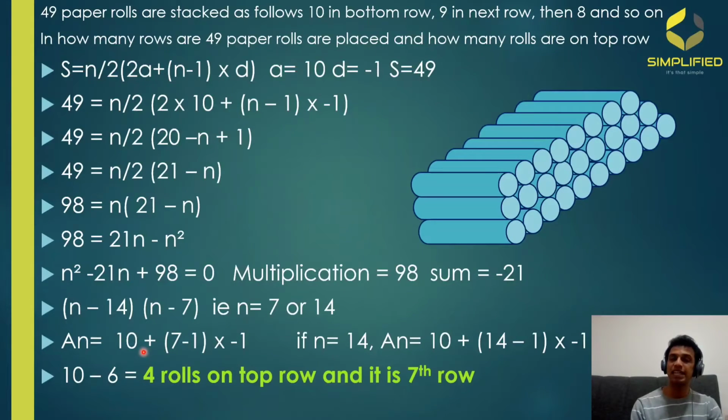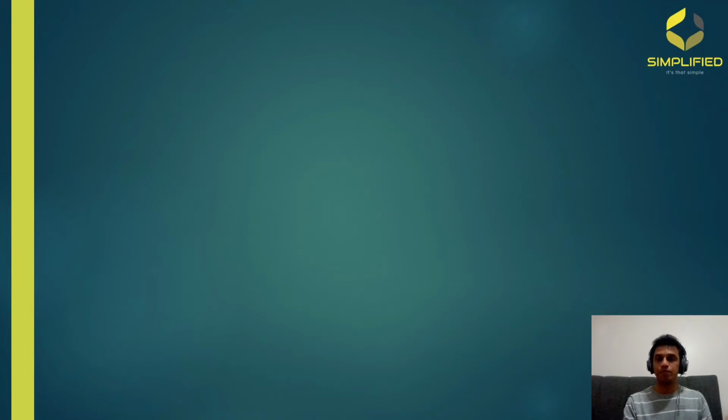So basically 10 minus 6 is 4 rolls on the top row, which is the 7th row. Or totally there are 7 rows, and the top row contains 4 paper rolls. So that's how we are solving this problem. Now we'll go to the next one without any delay.